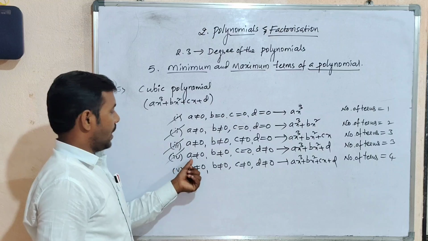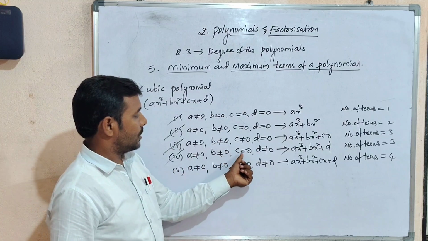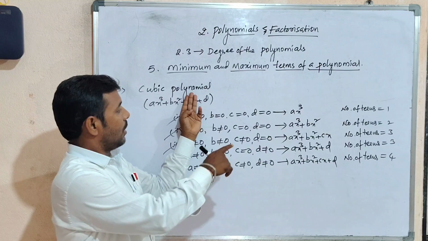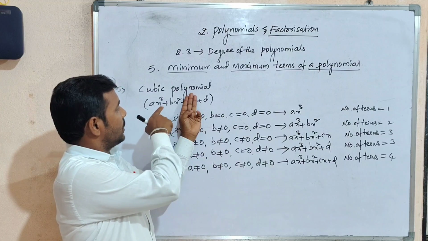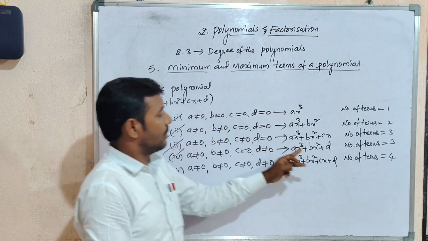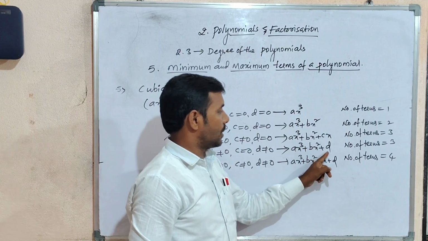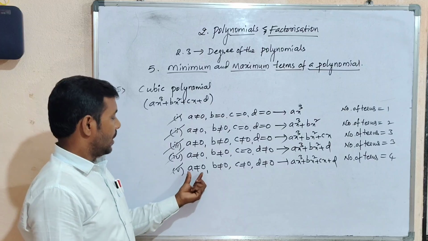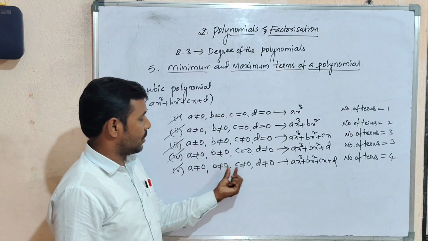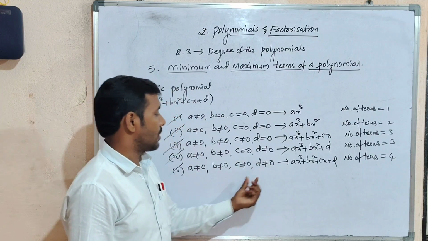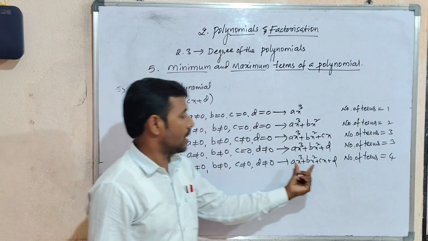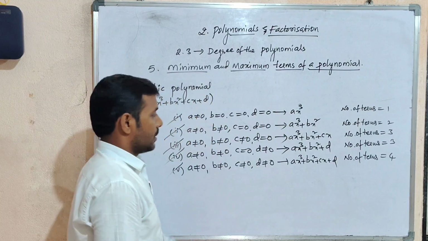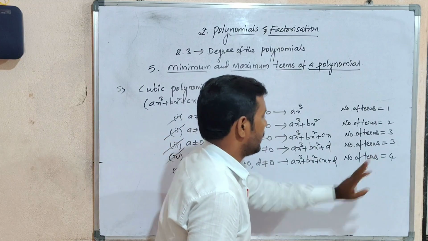Fourth one: a not equal to 0, b not equal to 0, c is equal to 0, d not equal to 0. Now c became 0. Now what is the outcome? Ax cube plus bx square plus d only, no? Yes, 1, 2, 3. In this, the number of terms is 3. Now last, that is fifth. A, b, c, d all not equal to 0. Nothing but as it is the result. So in this, the number of terms, tell me, 4. See, 1, 2, 3, 4, right?